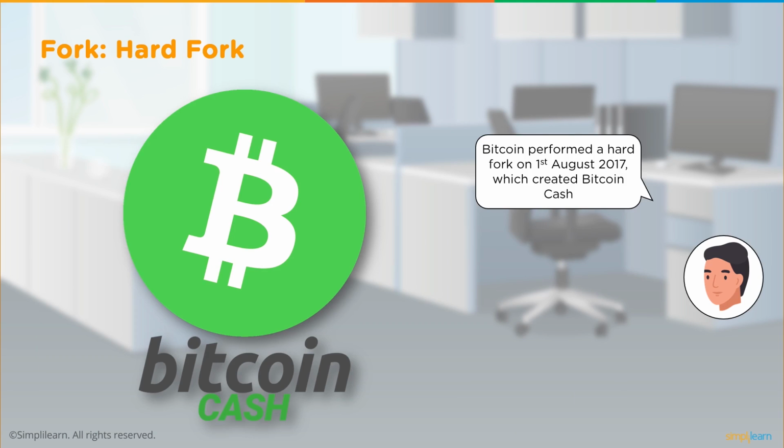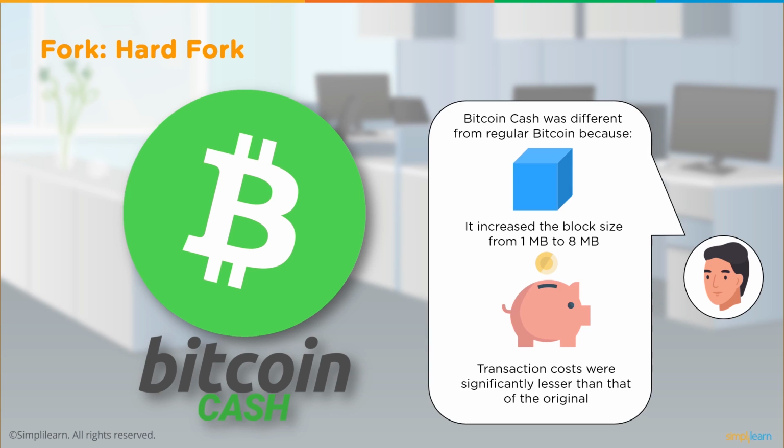Now, Bitcoin performed a hard fork on 1st August 2017, which created Bitcoin Cash. So thereby both Bitcoin and Bitcoin Cash remain existent. Now, Bitcoin Cash was different from regular Bitcoin because it increased the block size from 1 MB to 8 MB. So thereby it helped reduce the transaction cost significantly, lower than that of the original Bitcoin network.